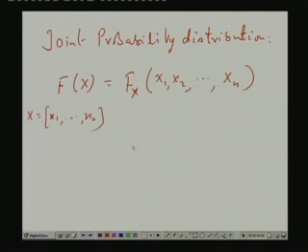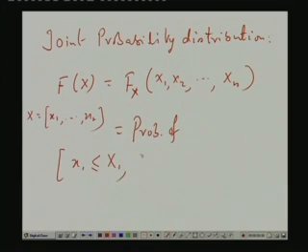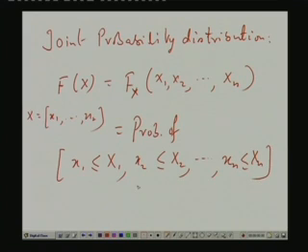What does this mean? It means the probability of this event, that x1 is less than or equal to capital X1, x2 less than or equal to capital X2, dot dot dot, xn less than or equal to capital Xn. This should occur jointly. There are n joint events, that is, one is small x1 less than or equal to capital X1 and there is small x2 less than or equal to capital X2, and so forth. This should occur jointly, simultaneously, that is why it is called joint distribution, right.